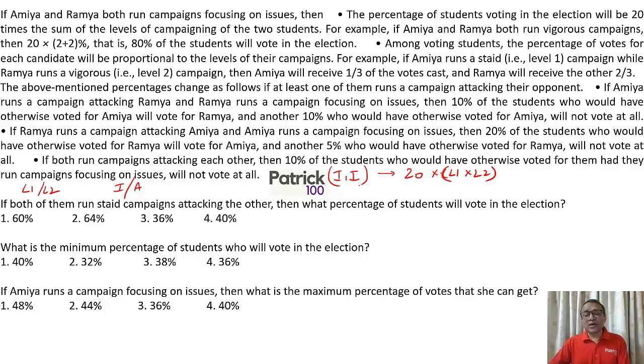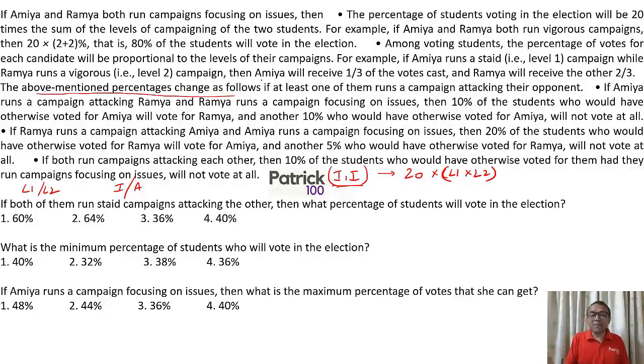So if you look at it, based on this only, if someone has an L1 level of campaigning, then he'll get L1 into 20%. If someone has an L2 level of campaigning, he'll get L2 into 20, which is 40%. That's how each one will get 20%, 40% based on whether they are doing level 1 campaign or level 2 campaign, if they are only on issues. Now they're given further information about calculation. The above mentioned percentage changes as follows.